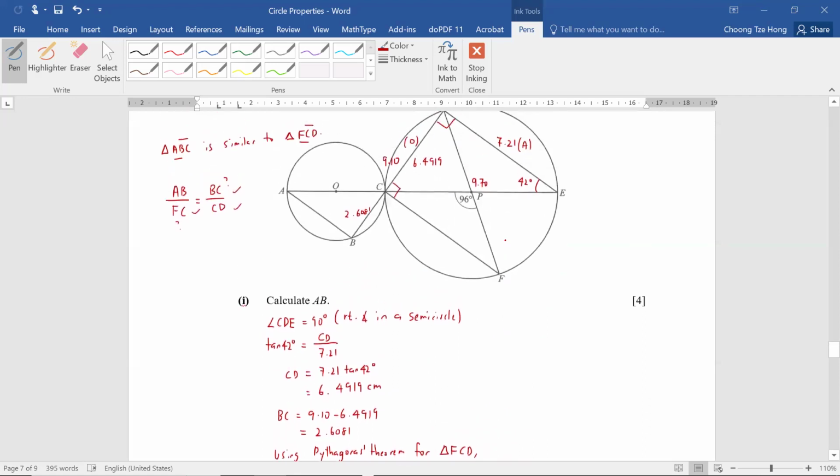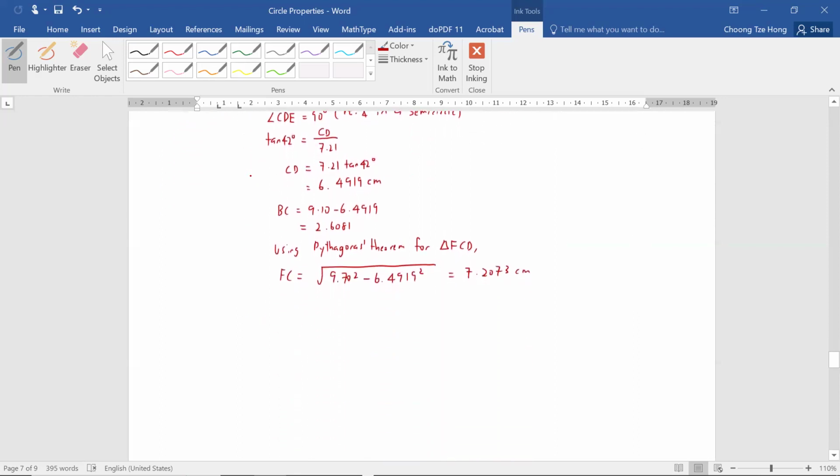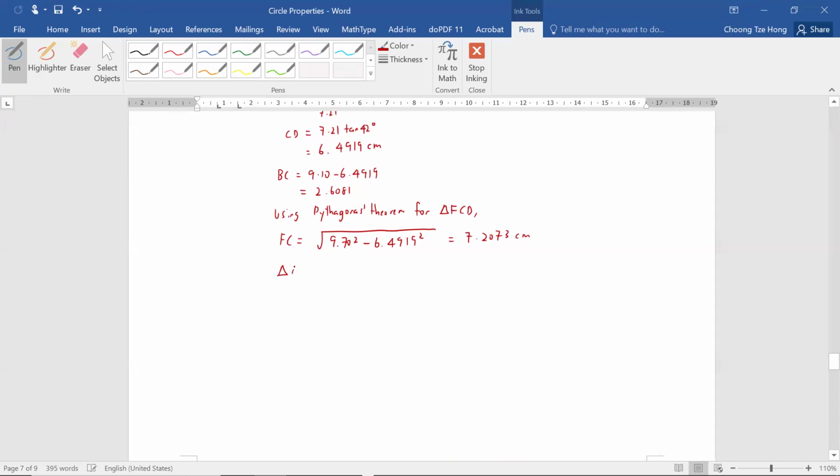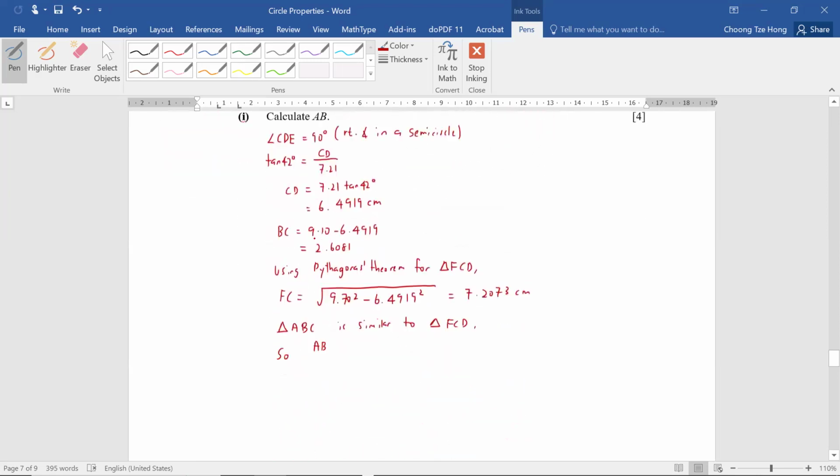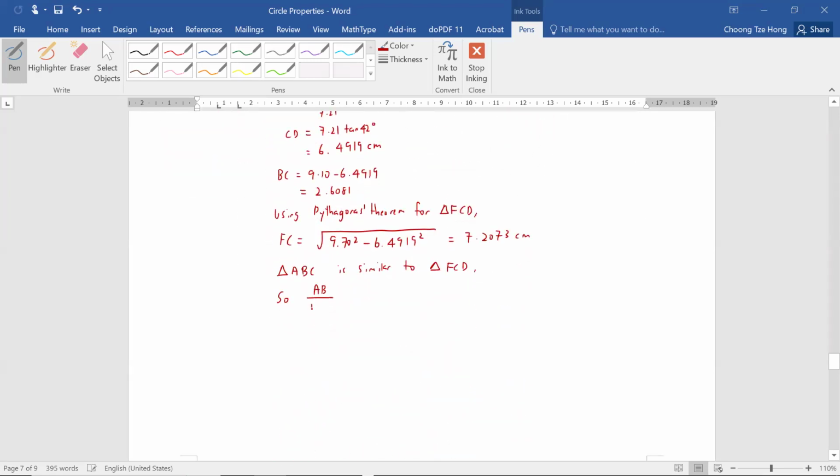So now I can go ahead and use this ratio of corresponding sides to find AB. Okay, so triangle ABC is similar to triangle FCD. So AB, which is what they want me to find, right? AB over FC equals BC over CD.